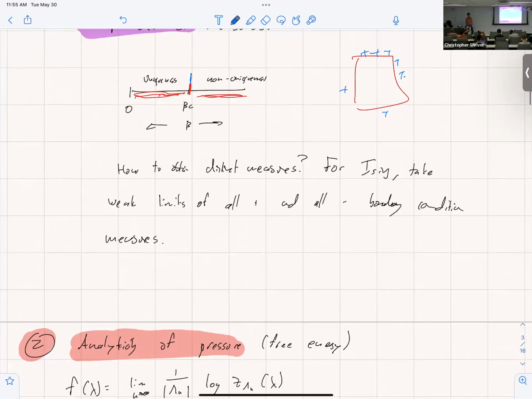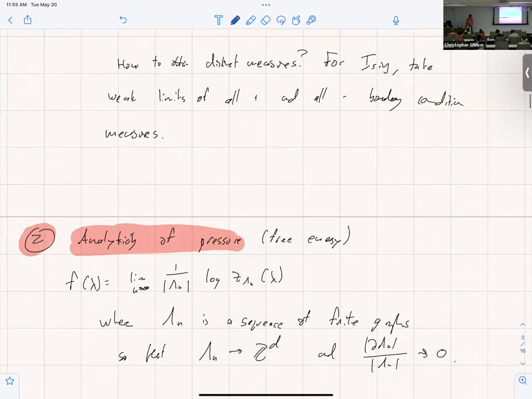Okay, so that's one definition of phase transition, uniqueness or non-uniqueness of infinite volume Gibbs measure. And of course, this really only makes sense for an infinite graph. Just like in the first talk, there's going to be a big distinction between infinite and finite graphs here.